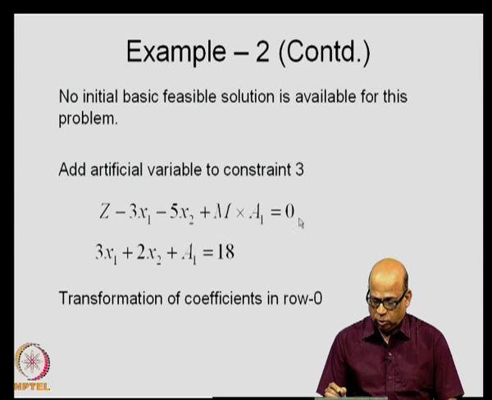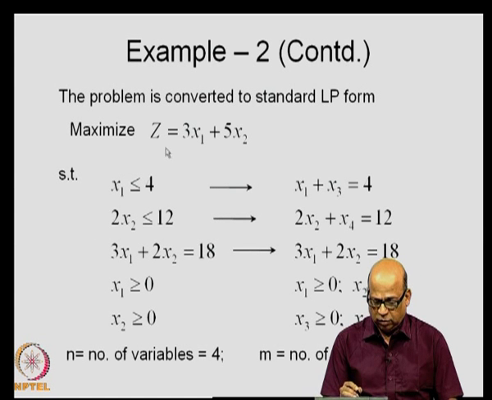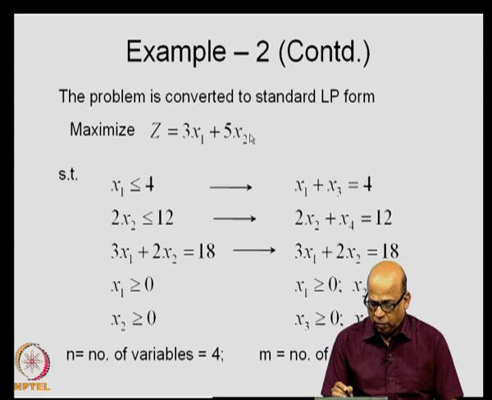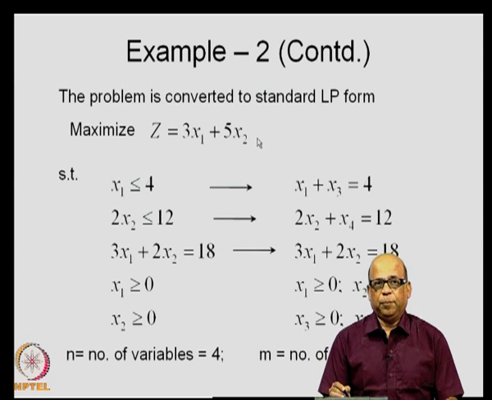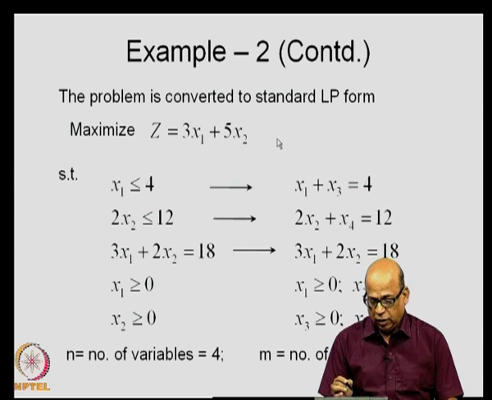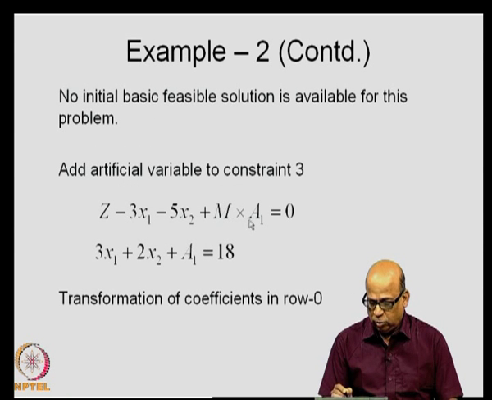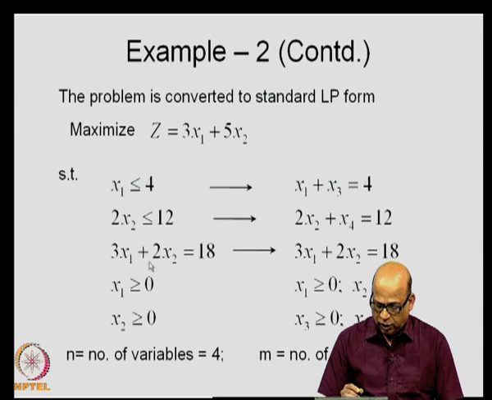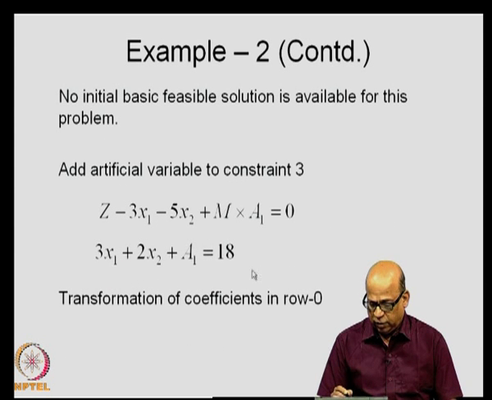This is the artificial variable you are adding, and like I said, you will penalize the objective function, and therefore, you will write the 0th row or the z row as z minus 3x1 minus 5x2 plus M into a1, because you would have put minus M into a1 here. For a maximization problem, you would like to penalize with a big penalty, and therefore, you would have written minus M into a1, and therefore, here it becomes plus M into a1 is equal to 0. This is your row 0, and you take this along with the constraint in which you added the artificial variable: 3x1 plus 2x2 plus a1 is equal to 18.